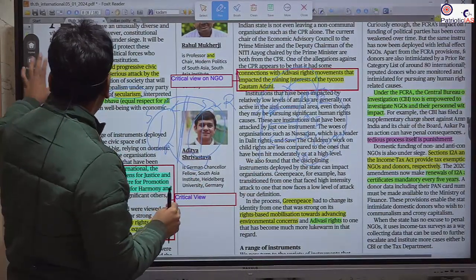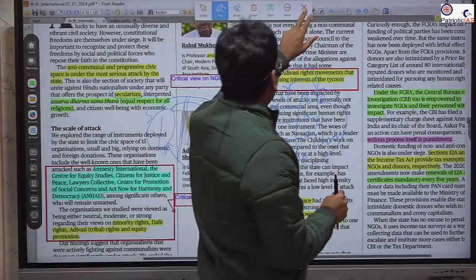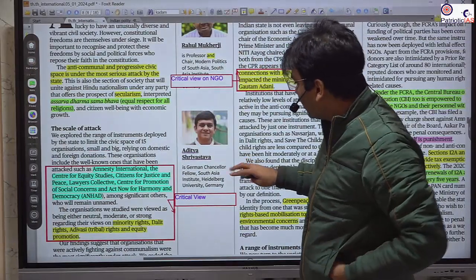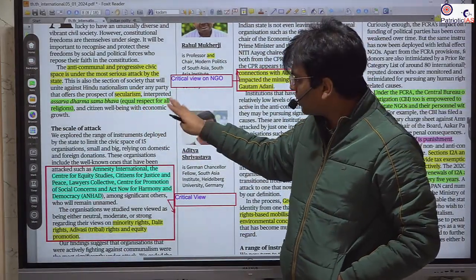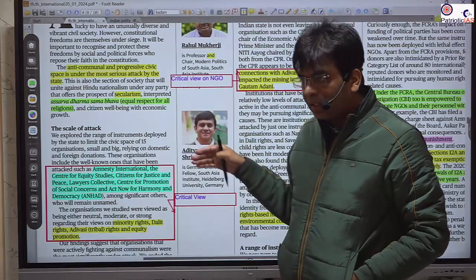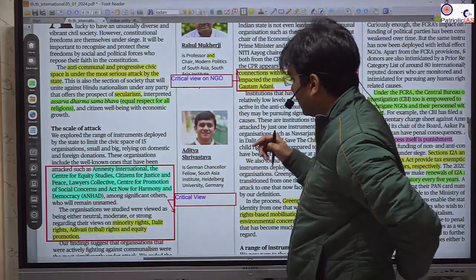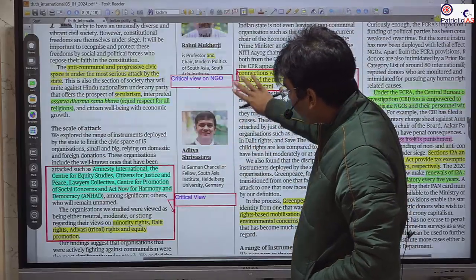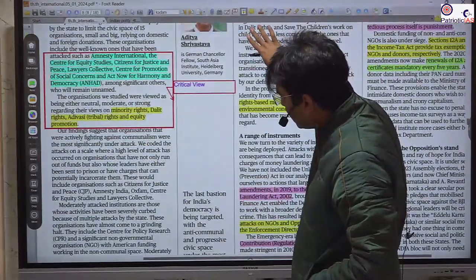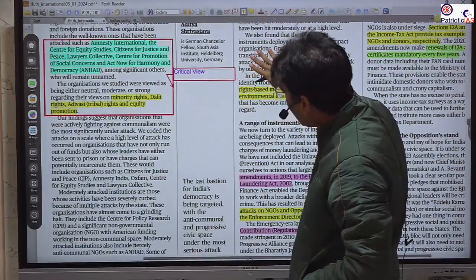This Sarvadharm Sambhav concept of secularism is of Mahatma Gandhi. So you should know that as per Mahatma Gandhi, it was the concept of Sarvadharm Sambhav, that in India all the religions can exist in a very harmonious manner. That is the concept of secularism as per Mahatma Gandhi. I hope I am clear.